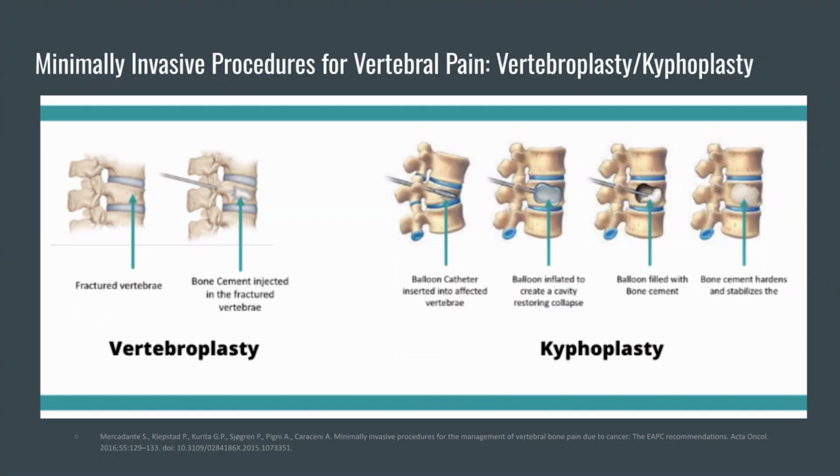Kyphoplasty is a variation on vertebroplasty, and it is performed by inflating a balloon in the vertebral body to make an empty space where the cement can be placed to correct vertebral height and kyphotic irregularities. An updated systematic review in 2018 assessed treatment safety and effectiveness of vertebroplasty and kyphoplasty for treatment of cancer-related vertebral fractures and found only 6 RCTs among 150 selected studies.